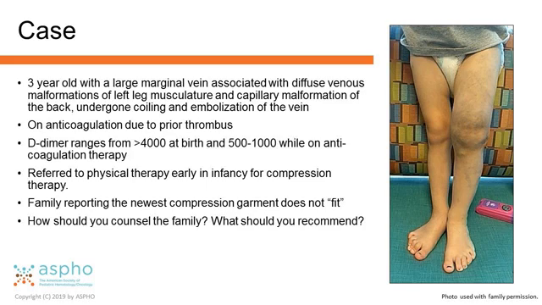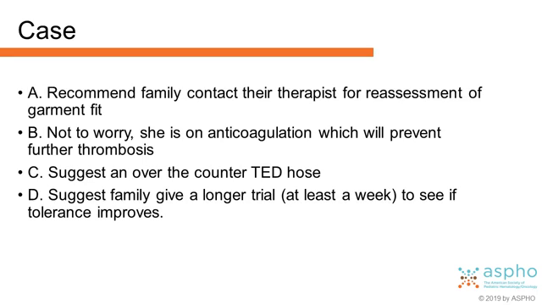How should you counsel this family? What would you recommend? Would you recommend that the family contact their therapist for reassessment of the garment fit? Or not worry because she's on anticoagulation and so this will prevent further thrombosis? Perhaps you should suggest an over-the-counter TED hose to the family. Or perhaps the family should give it a longer trial, maybe a week, to see if the tolerance of the garment improves.